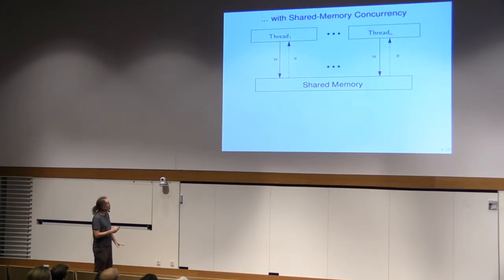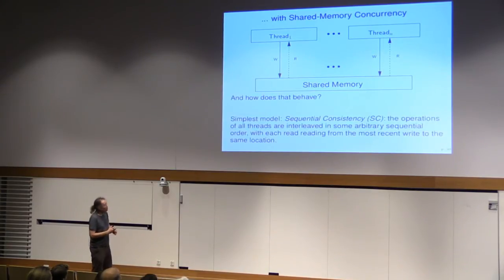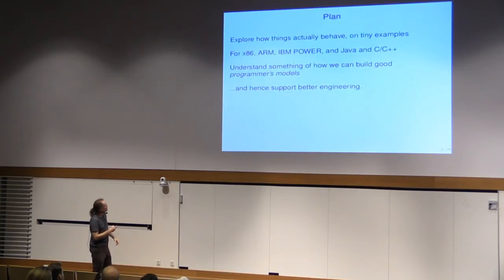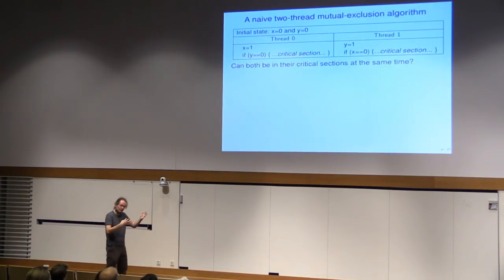So how could that behave? The simplest model you could possibly think of is that the threads are just doing reads and writes to that same shared memory. This is the sequential consistency model. You interleave the operations of the threads in some arbitrary sequential order, and each read reads from the most recent write to that same location. What we're going to do in this talk is look at some of the ways in which that is not the case. We're going to do it with a series of little examples.